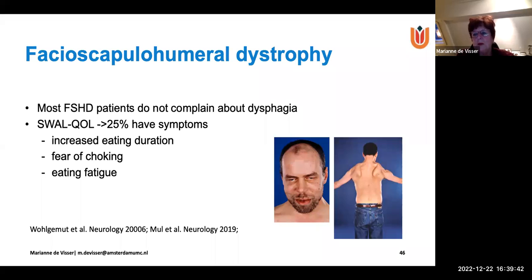Usually, facioscapulohumeral dystrophy patients do not complain about dysphagia. But the swallowing assessment scale showed that more than 25% have symptoms in the sense of increased eating duration, the fear of choking, and fatigue during eating. So these patients have to be referred to a dietitian and followed up.